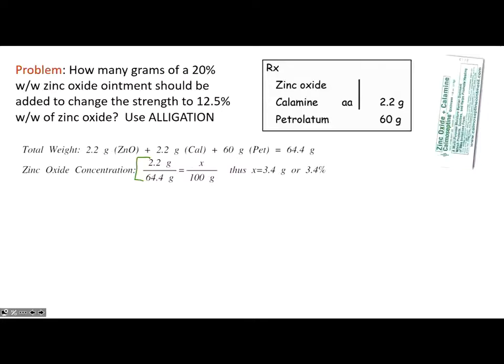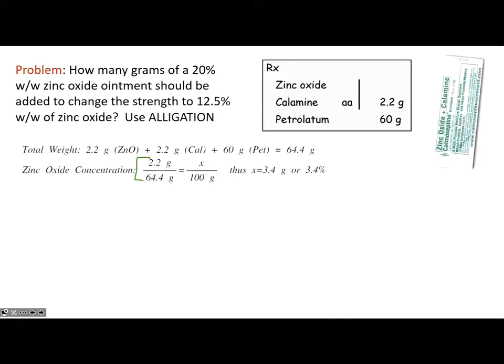But I need to know the percent, and you could have done this a couple of different ways. But I just set it equal to x over 100 grams. And if you solve for x now, that would be the weight in grams that would make 100 grams have the same concentration. So if you solve for that, you get 3.4. That's 3.4 grams per 100 grams. That's 3.4%. You with me?